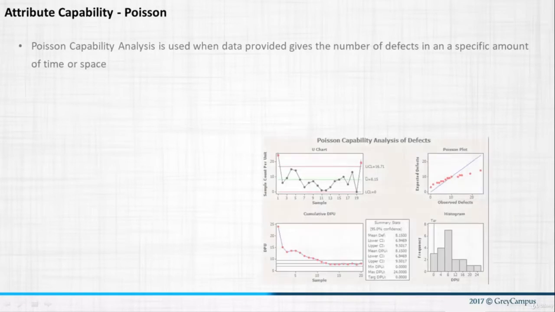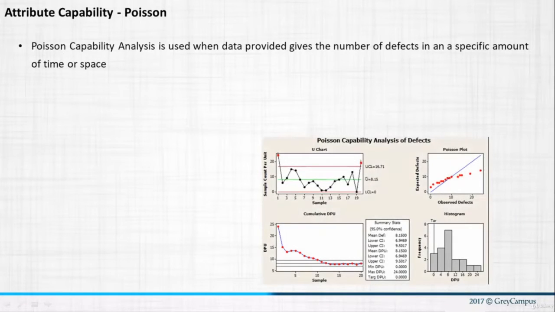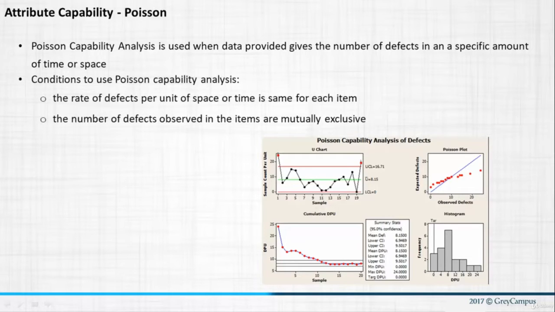The other way that we can do this for certain types of data is using the Poisson capability analysis, or Poisson distribution. This is where we use the U chart. And this is how we get it in Minitab. This is what comes out of Minitab. It looks very similar to the binomial, but again, it's all based on the data that you have.